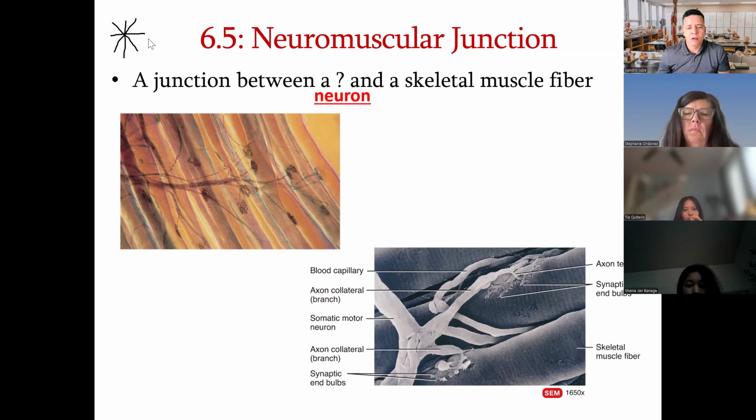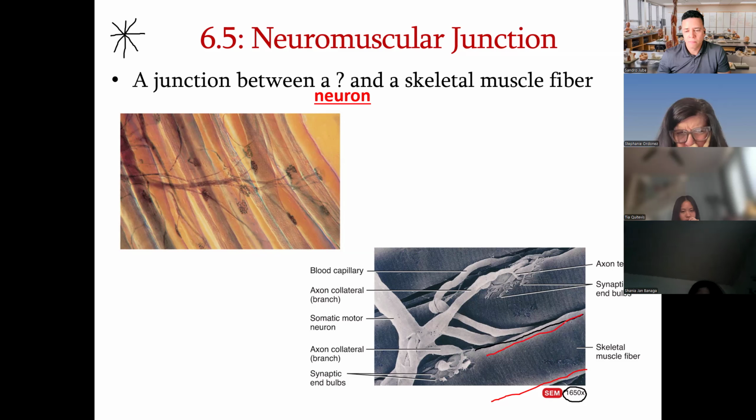And I want everybody to look down here at this microscopic picture. This is a very high magnification. We're talking about 1,650 times magnification in order for us to be able to see this. What are we looking at right here? These long tubular things are the skeletal muscle cells. And we can see right here in this lighter coloration structure, this is a motor neuron.